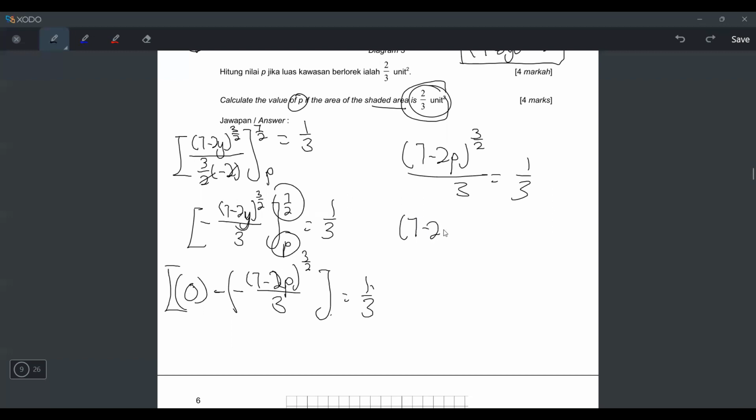So first I will pindah the 3 first. So when I pindah 3, it becomes times 3. So what is 1 over 3 times 3? It's just 1. And then now I will pindah the power to the other side. So when I pindah the power 3 over 2, it becomes power 2 over 3. Okay, not many people know this, but yeah, you can do that.